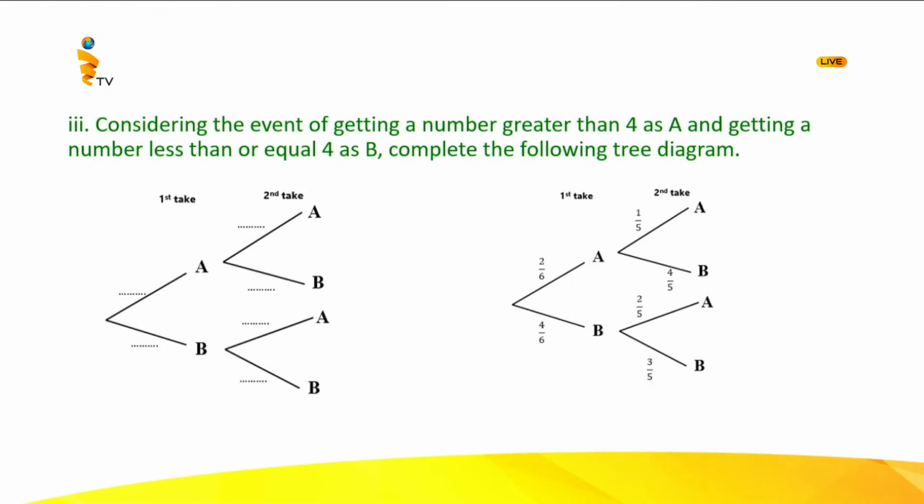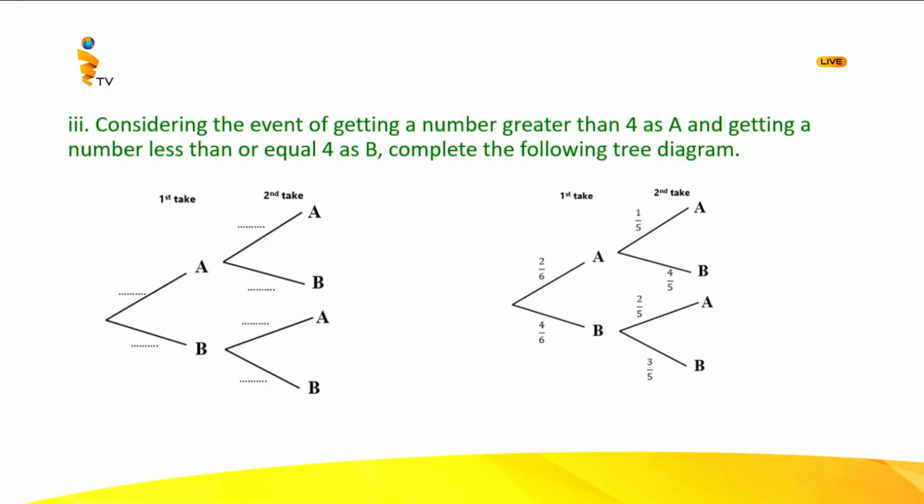Now, suppose you have taken a number which is greater than 4 in the first occasion. So, now you are not going to replace it. Therefore, there is only one number inside the bag which is greater than 4. That can be either 5 or 6. We don't know which. So, the probability of getting a number greater than 4 in the second take is 1 over 5 and less than or equal to 4 is 4 over 5.